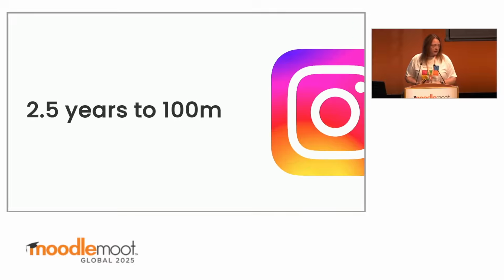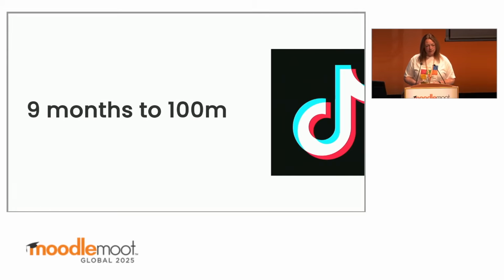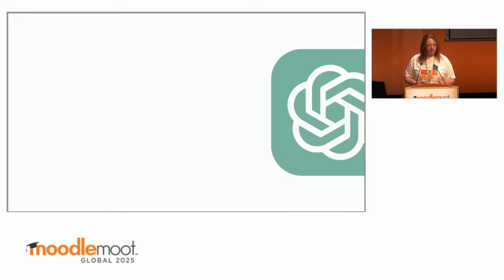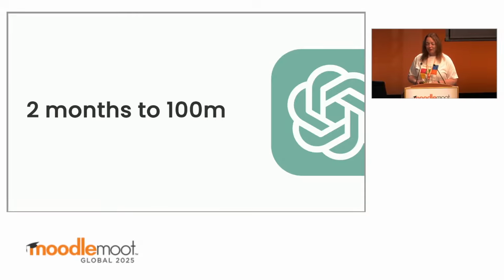So how long did it take to get to 100 million users for some other popular, not necessarily AI-driven, social media apps? So it took 2.5 years to reach 100 million users on Instagram, 9 months on TikTok. Anybody know how long it took for ChatGPT? 2 months, pretty close. Yeah, so 2 months to get to 100 million users for ChatGPT.